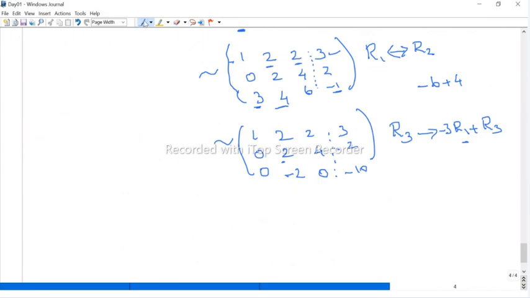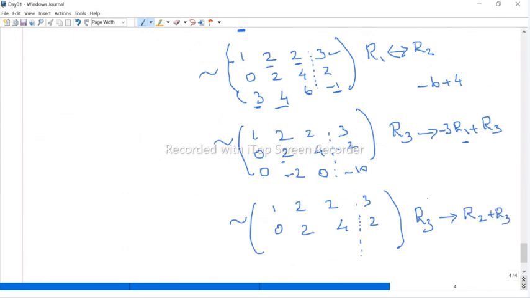So this matrix is equivalent to the following. I am keeping the first row 1, 2, 2, 3. I am keeping the second row also, 0, 2, 4, 2. If you want to put dots, there is no problem. Now, for replacing R3, I am going to replace R3 with the sum of R2 and R3.